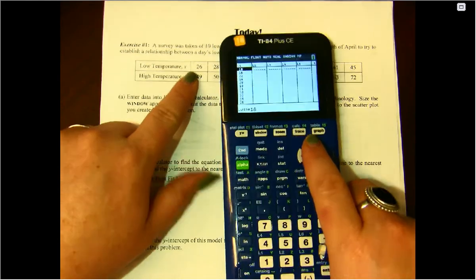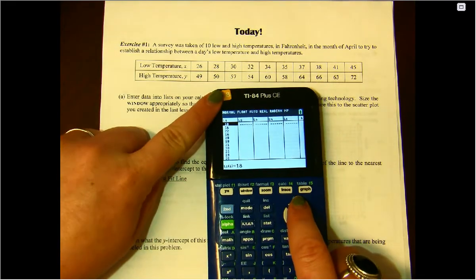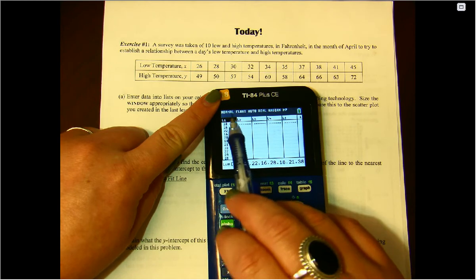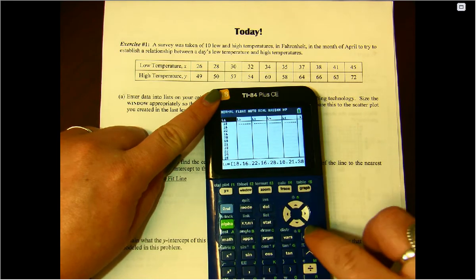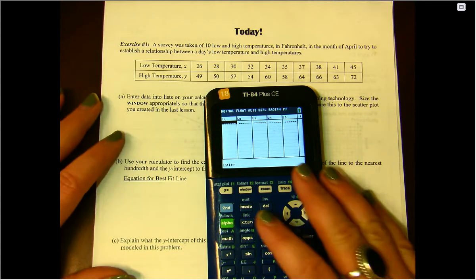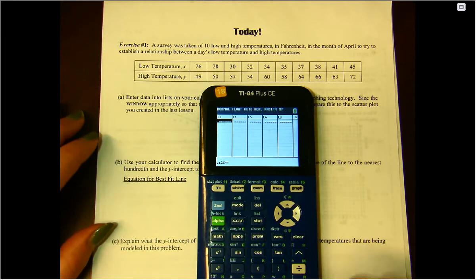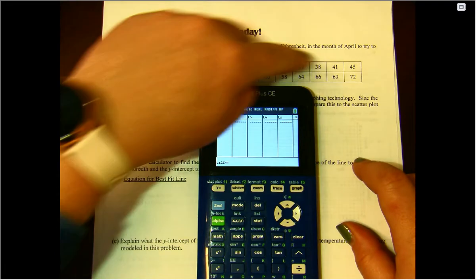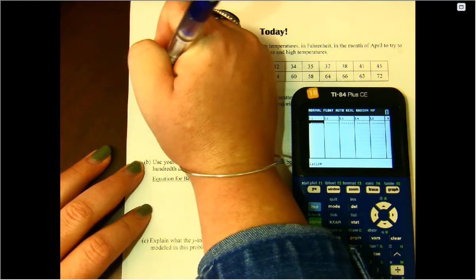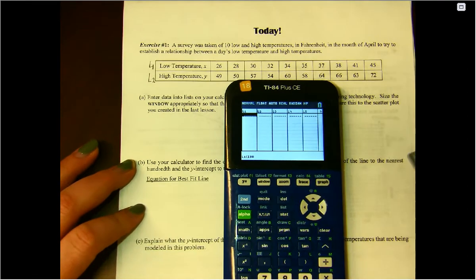If you have information in here, the easiest way to clear it is you arrow up, you put L1 or whatever that top little column is, you hit clear, and you hit down. So it clears the whole thing right away, okay? So now what I'm going to do is put the low temperature in L1, okay? This is going to be L1. And this one's going to be L2. So I'm going to have two lists here.